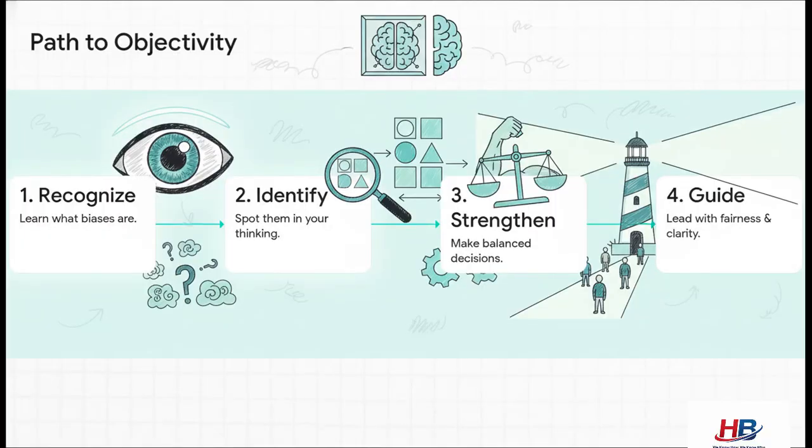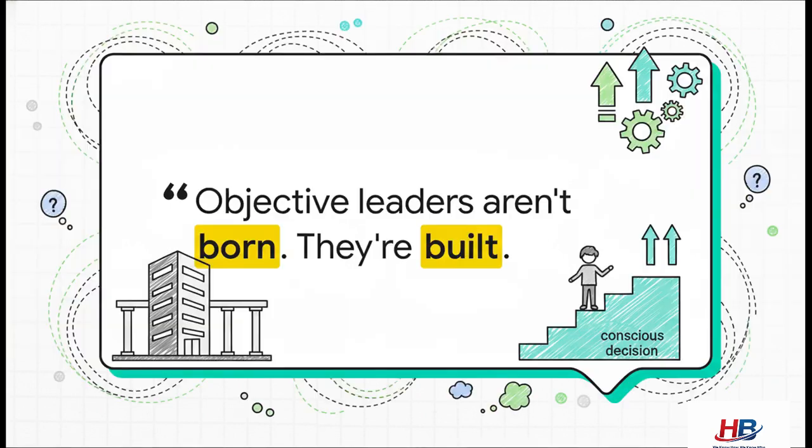And here's the framework for that. It all starts with recognition, which is exactly what we're doing right now. Then you learn to identify these patterns in your day-to-day thinking. This allows you to strengthen your decision-making process and ultimately guide your team with way more objectivity and fairness. And this is the key takeaway, really. Building the architecture of objective leadership is an active process. It's a skill that you develop through awareness and practice. Objective leaders aren't born with this ability. They build it, one conscious decision at a time.